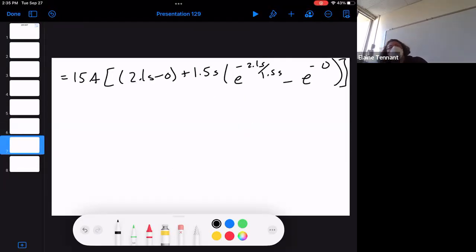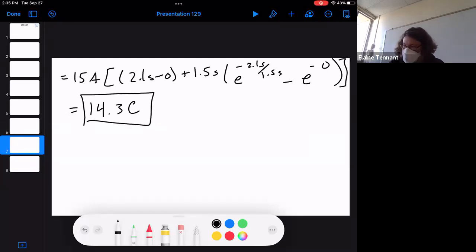And at this point, you're plugging into your calculator, and hopefully you get something close to 14. Okay, and what sort of units should go on that? I like C, because they're coulombs, right? We were solving for charge. Okay. Did that make sense? Excellent, excellent.